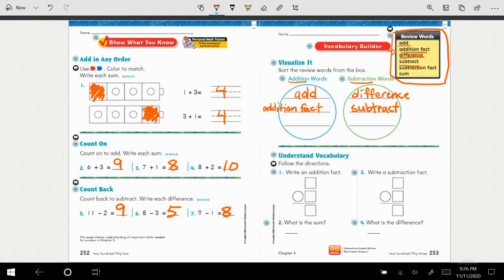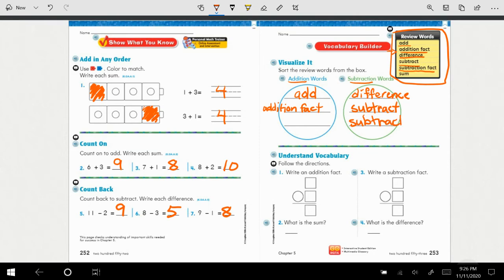Pause if you need more time to write. Okay, the next word is subtraction fact. And again, it tells us right there where it belongs. It is a subtraction word or subtraction phrase. So we're going to put subtraction fact.